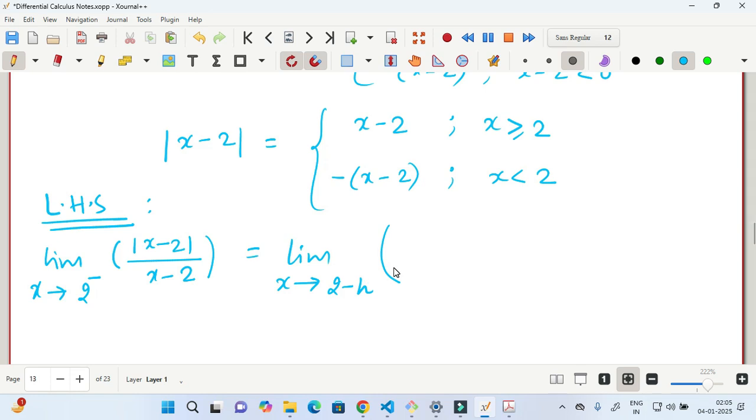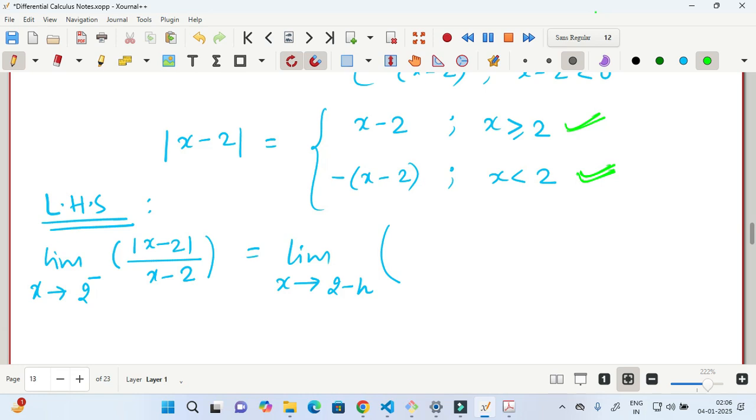So if it is less than 2, which function do you have to select? If it is greater than 2, then you have to select x minus 2. Why am I taking less than 2 here? 2 minus h, h is very small. So 2 minus a very small number is less than 2, yes or no? It's something like 1.999. So that is less than 2. So which function do you have to select in this interval? As x is less than 2, you have to select minus of x minus 2.